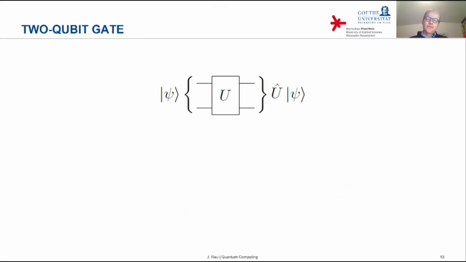Now it starts to get interesting. Yeah? With 2-qubit gates, you can, of course, do much more than with single-qubit gates. The general structure is as follows.